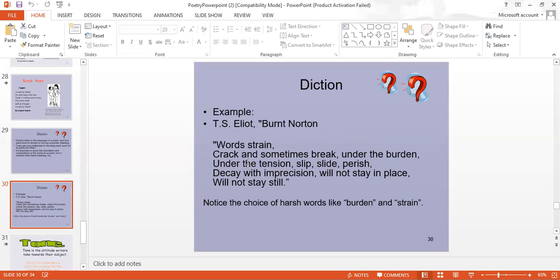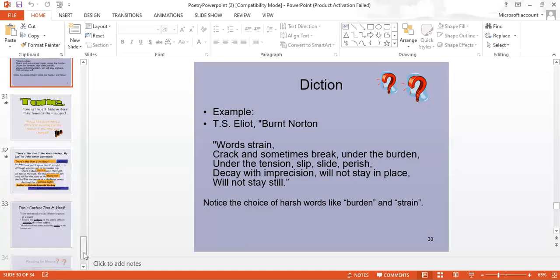The choice of harsh words like burden and strain, they're harsh words. So that's how we comment on diction. If you are told to comment on the language, then definitely you're also supposed to comment on the diction. That's the choice of words that was used by the poet.